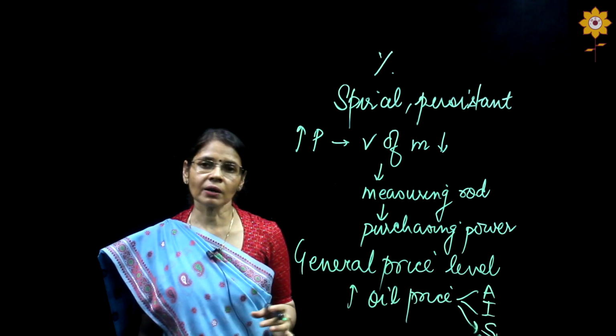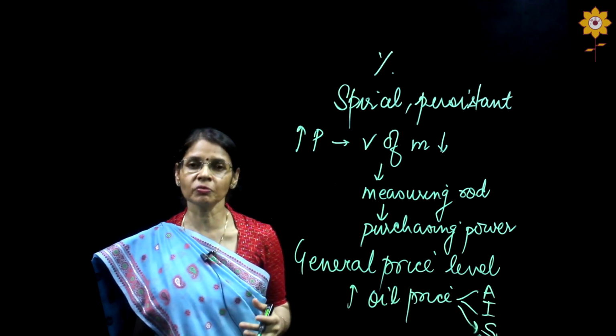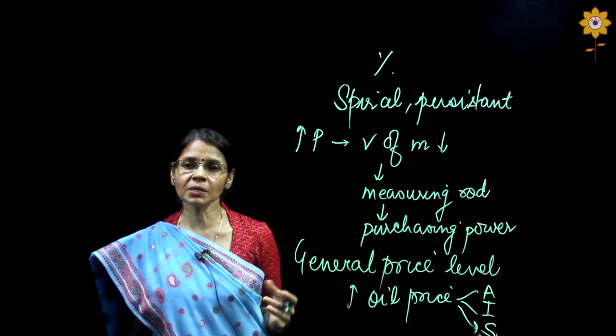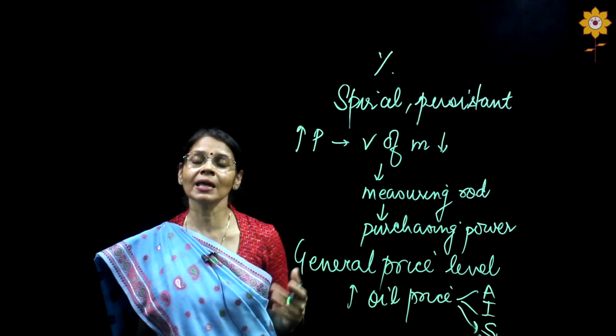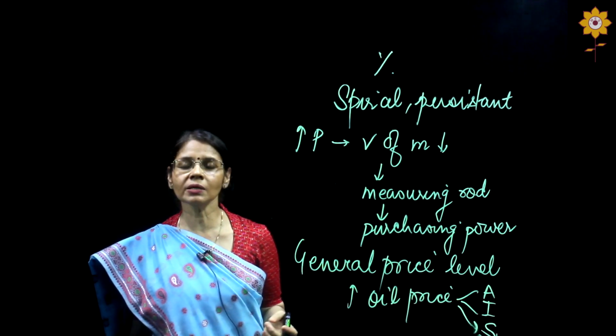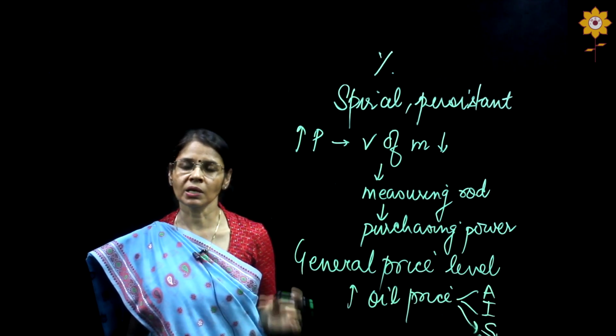Prices, if they are rising, are not always bad. A mild inflation is somewhere good for the economy. Mild inflation means inflation up to 5 to 6%, that is an acceptable one because it creates growth in the economy. So this we have learnt about inflation.